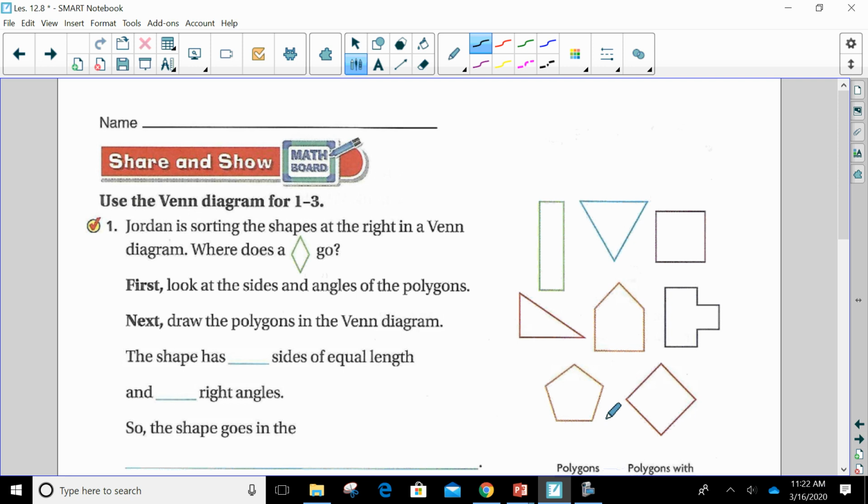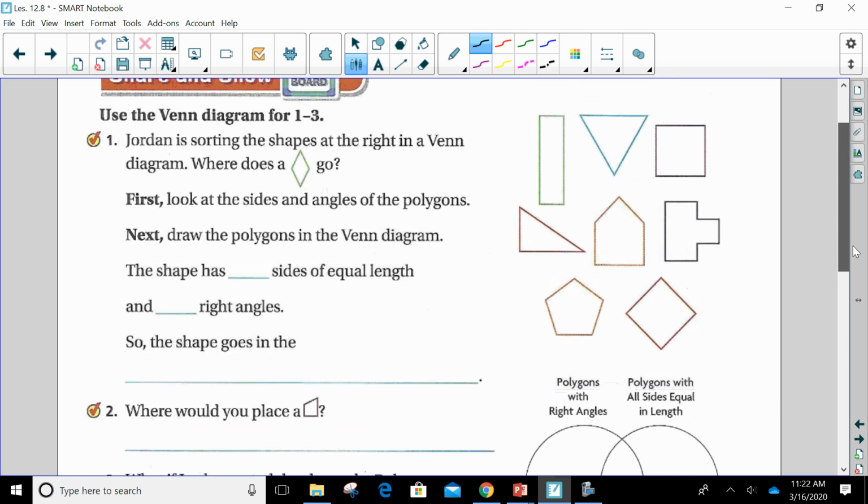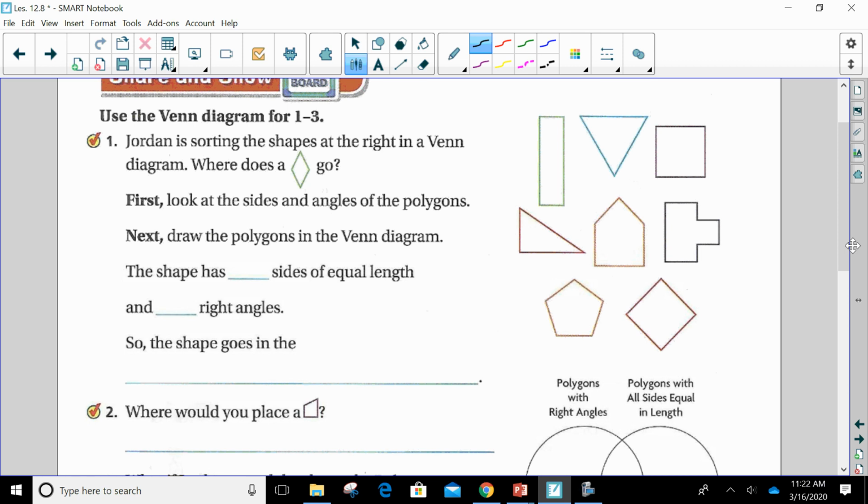Here we go. I like this one. Use the Venn diagram for 1 through 3. So right here's our Venn diagram. Jordan is sorting the shapes at the right in a Venn diagram. Where does the rhombus go? Okay. First, look at the sides and the angles of the polygons.